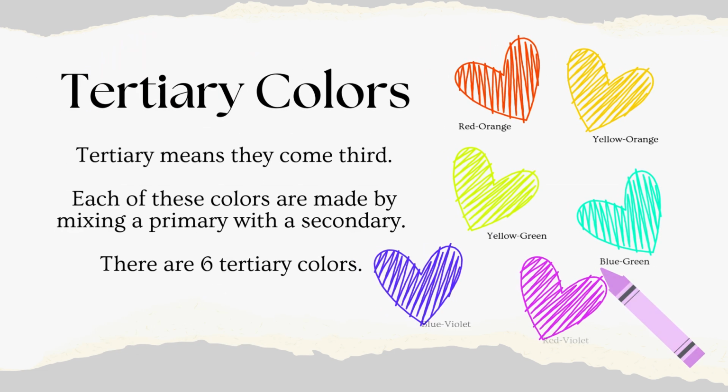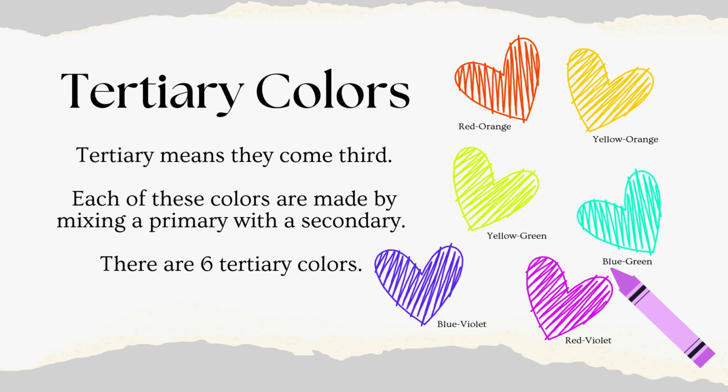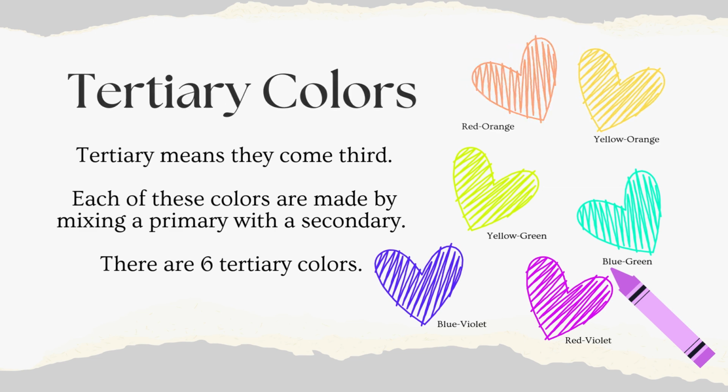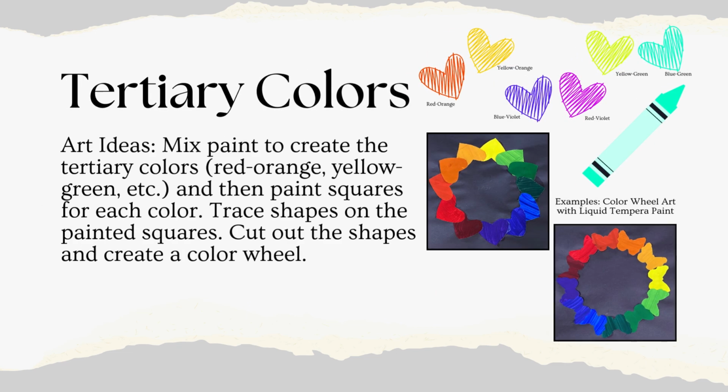Tertiary means they come third. Each of these colors is made by mixing a primary with a secondary color. There are 6 tertiary colors. An art project idea for the tertiary color family is to mix paint to create the tertiary colors and then paint squares for each color. Trace shapes onto the painted squares, then cut the shapes and create a color wheel.